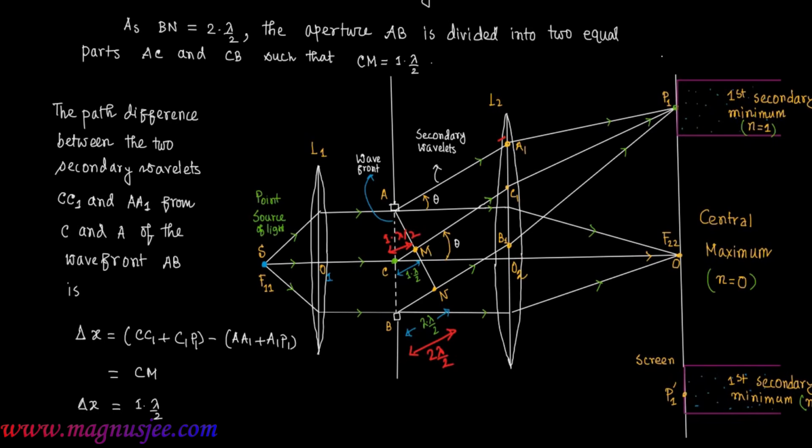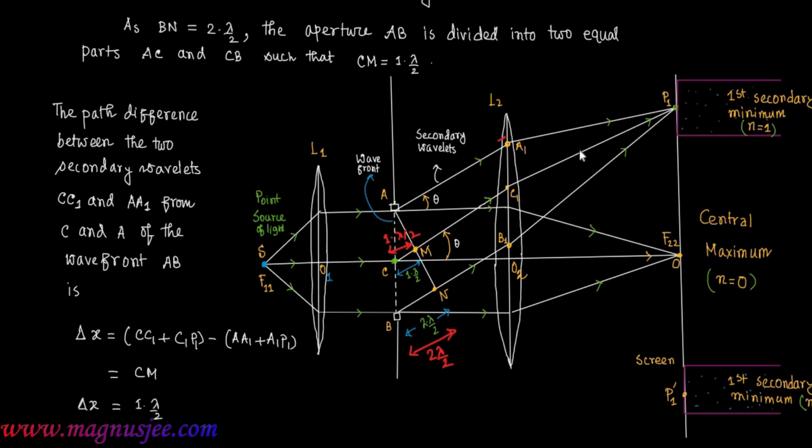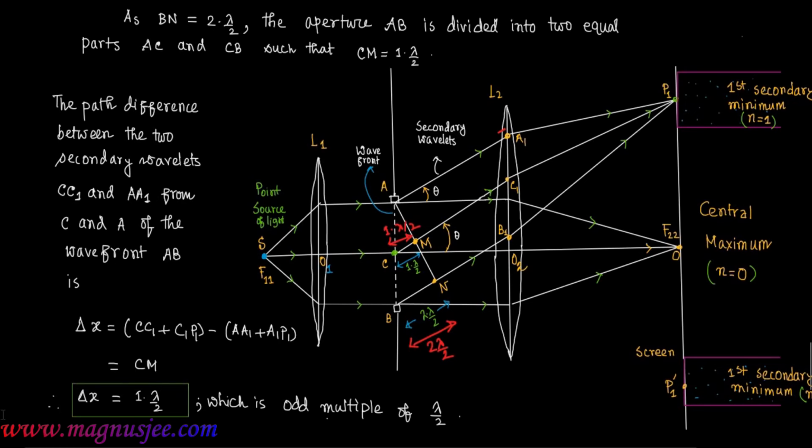Therefore delta x is equal to 1 lambda by 2. That is the path difference between the two secondary wavelets CC1 and AA1 reaching the point P1. Delta x is equal to 1 lambda by 2, which is the odd multiple of lambda by 2.